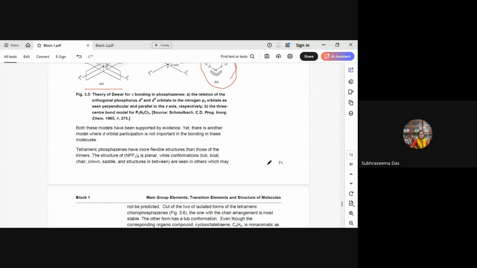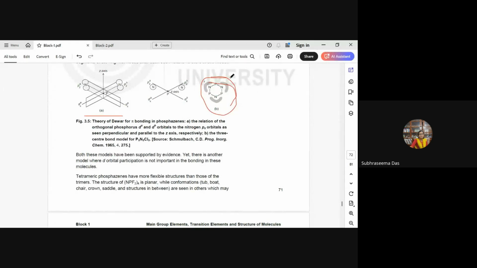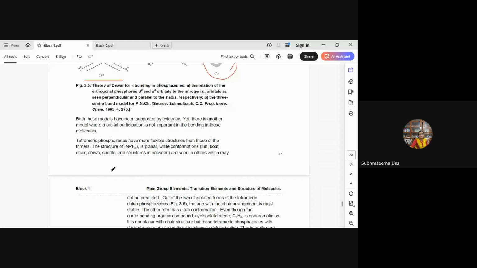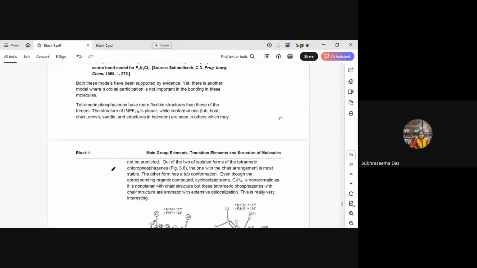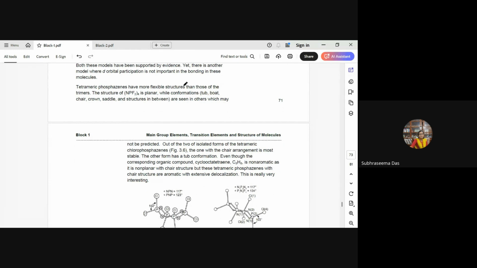Now both these models have been supported by evidence, yet the trimeric phosphazenes are mostly explained by the three-center bond model. Then the tetrameric phosphazenes have a more flexible structure. They are not difficult like the trimeric. Tetrameric ones have quite an easy structure. Here N4P4F8 is planar in nature, and the conformations can be seen as the tub, boat, chair, crown, saddle, and various intermediate structures.